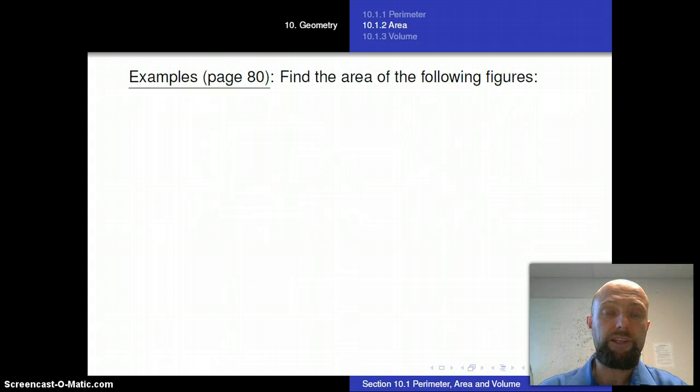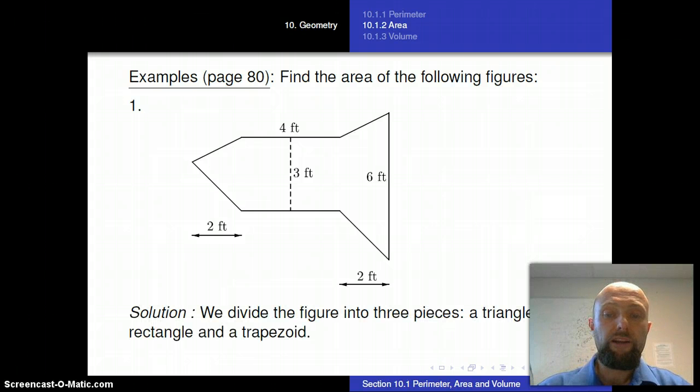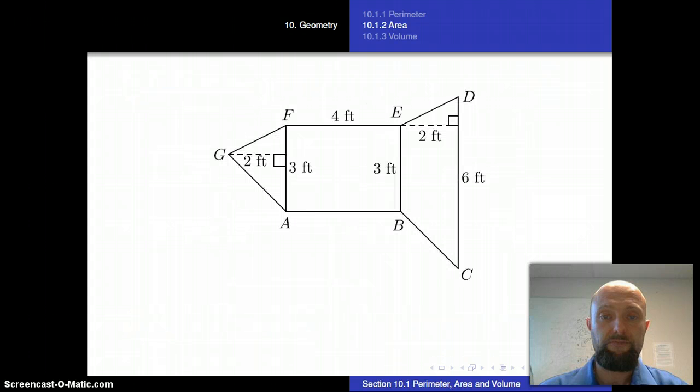Let's illustrate this with the examples on page 80. Find the area of the following figures. Here we divide this figure into 3 pieces. From left to right we will have a triangle, a rectangle, and a trapezoid. Here are those 3 figures with some distances.